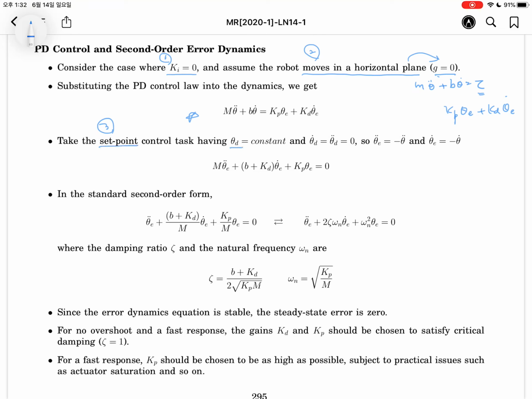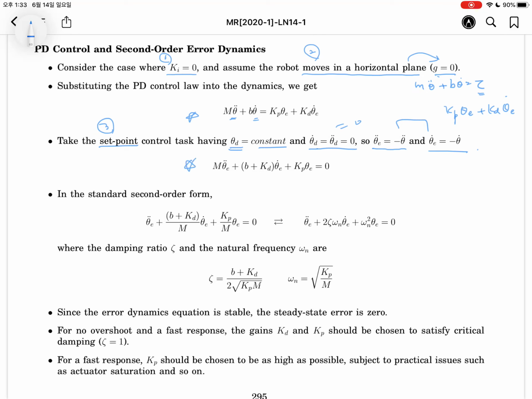It means desired theta will be a constant, but desired theta dot and theta double dot will be 0, because we will assign just a constant value to the target. So theta error double dot will be minus theta double dot, because theta desired double dot is 0. One more, theta error dot will be minus theta dot, because theta desired dot is 0. So by using this terminology, this is minus theta_e double dot, theta_e dot, and we will get this equation.